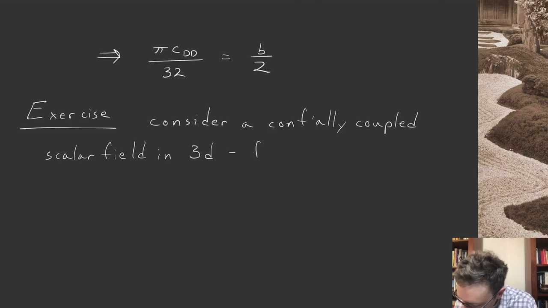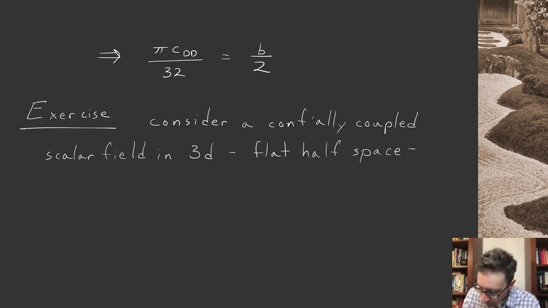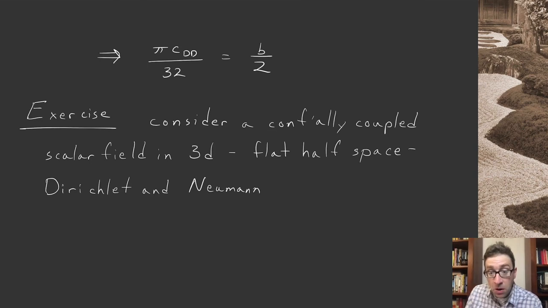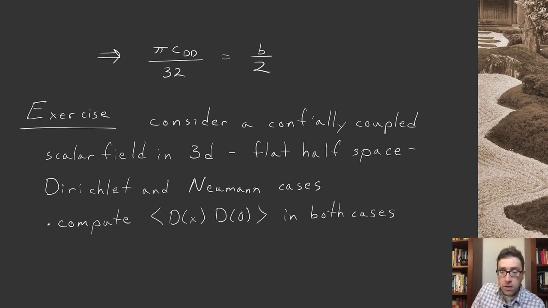Let's do this on a flat half space, so the boundary will be flat. And let's also specify both Dirichlet and Neumann boundary conditions. So there's two subcases to consider, one with Dirichlet and one with Neumann boundary conditions. And you'll have to see whether the answer is the same or different in each case. Okay, so what I'd like you to do then is compute the displacement two-point function in both of these cases. And it's fixed up to one number by conformal invariance. From the coefficient of that number, determine B.